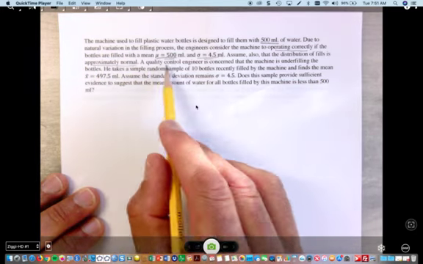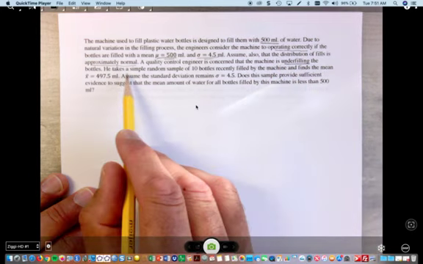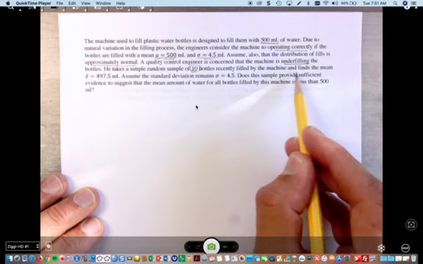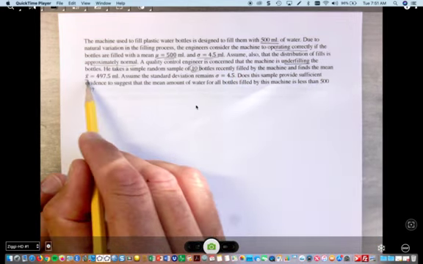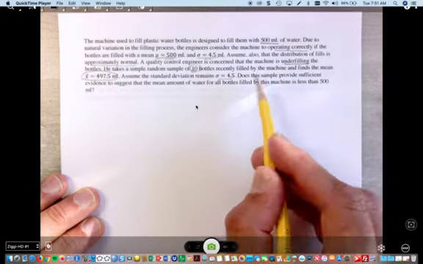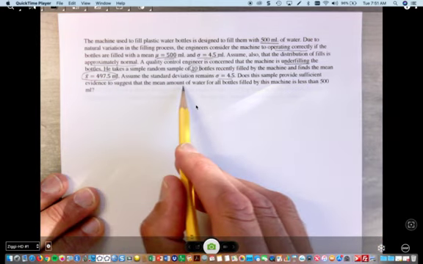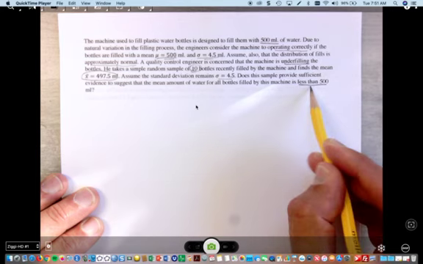So a quality control engineer is concerned that the machine is underfilling the bottles. He takes a simple random sample of 10 bottles recently filled by the machine and finds the mean to be 497.5. Assume the standard deviation remains 4.5. Does this sample provide sufficient evidence to suggest that the mean amount of water for all bottles filled by this machine is less than 500?